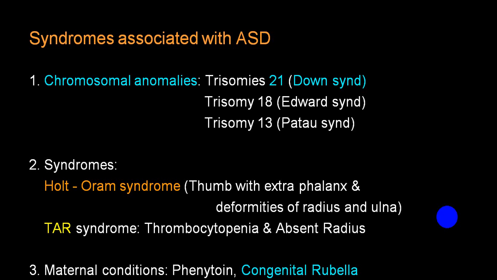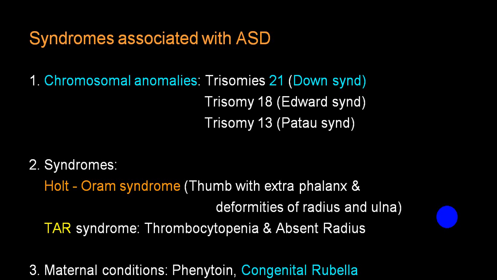Trisomy 21, sorry, it was not 18, trisomy 21 is called Down syndrome, trisomy 18 is called Edwards syndrome, and trisomy 13 is called Patau syndrome. In Holt-Oram syndrome, there will be a thumb with an extra phalange, deformity of radius and ulna, that is classical Holt-Oram syndrome. There is an absent radius in case of TAR syndrome, that is thrombocytopenia with absent radius, called TAR syndrome.